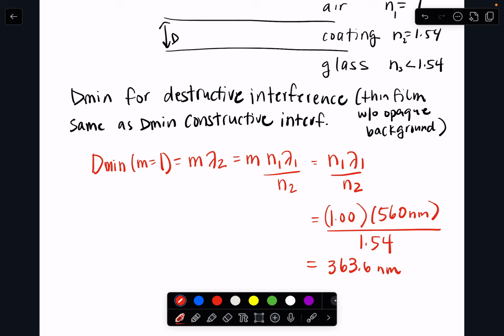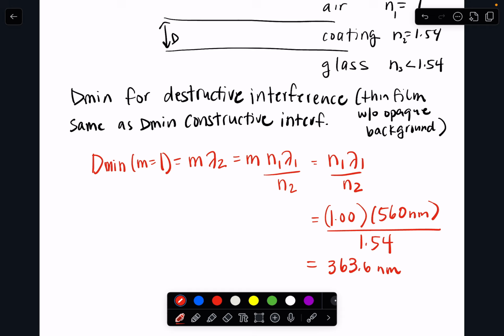thin film, which is our coating, has the highest index of refraction than what's above and below it. Okay? So get comfortable reading through the problem, identifying, are we talking about thin film 1? Are we talking about thin film 2? And you have the constructive and destructive conditions written down for both types of films and for both wavelengths.